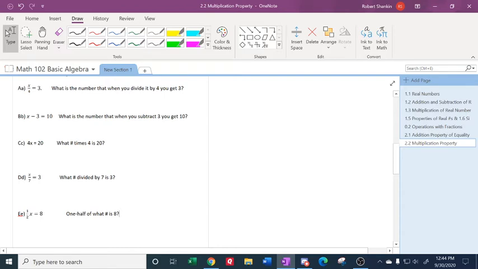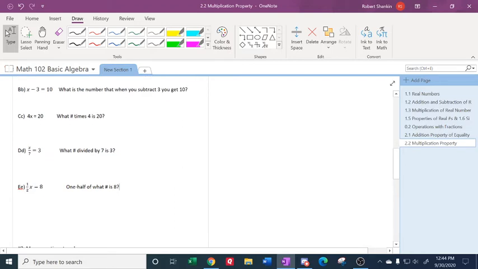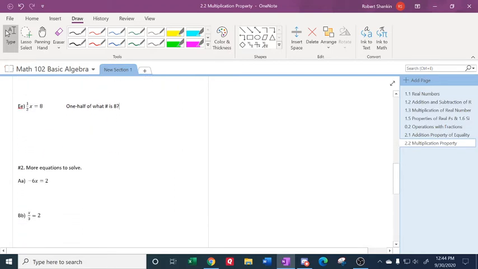Okay. All right, and let's look back. The answer on D was 21, because 21 divided by 7 is 3. And half of 16 is 8. All right.